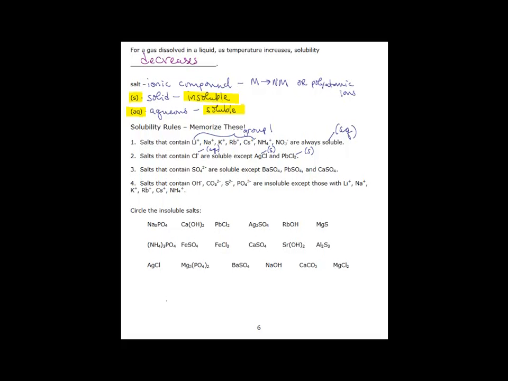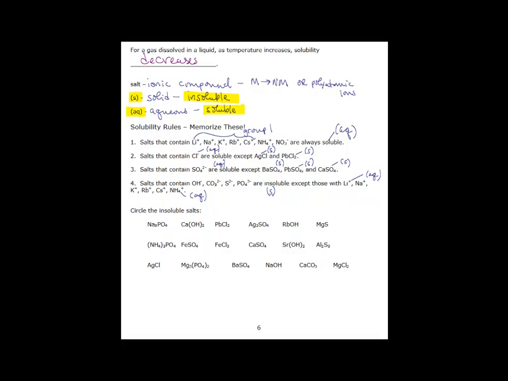Okay, the third rule: salts that contain sulfate ion are soluble, so they get the AQ, except for barium sulfate, lead sulfate, and calcium sulfate. So these would be solids. And then the last rule: salts that contain hydroxide, carbonate, sulfide, and phosphate are insoluble, so that means they get an S, except those with group 1 or ammonium. So then these would get AQ.